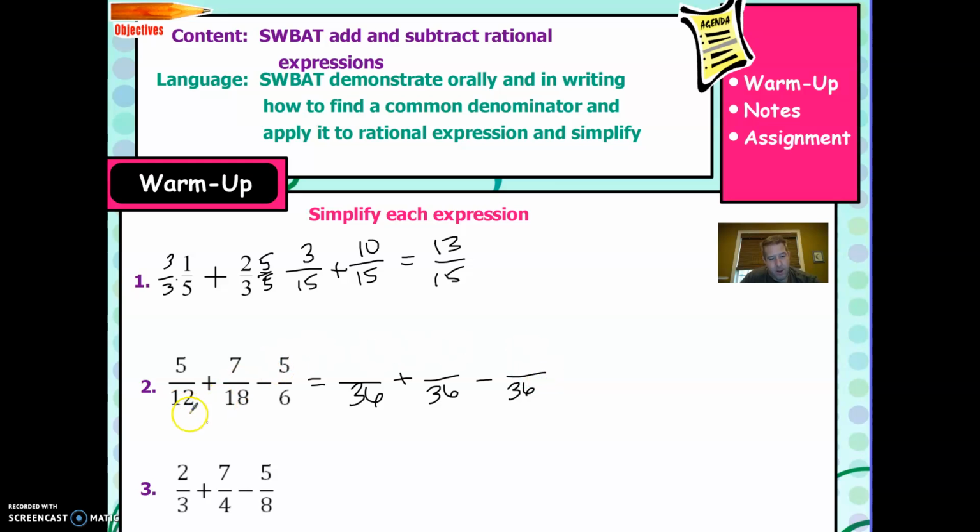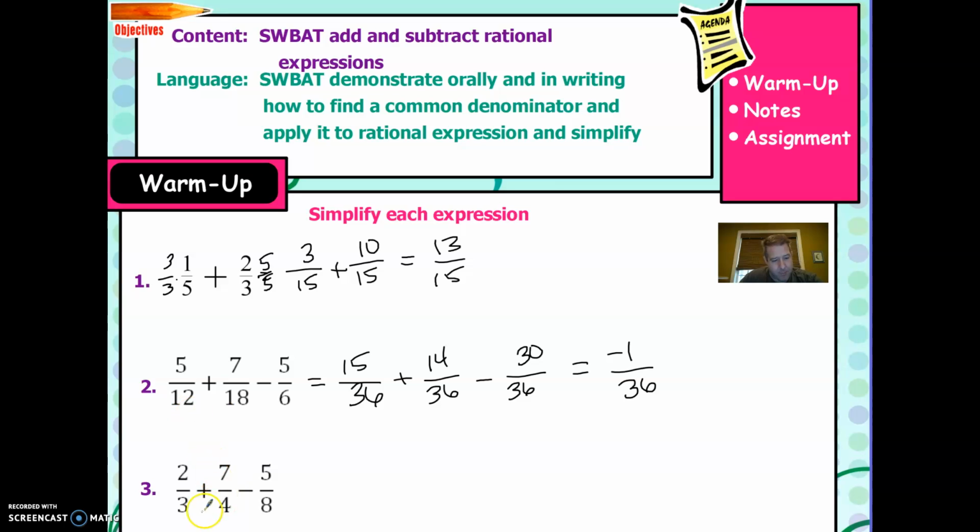Then I asked myself, what would I have to multiply it by? Times 3 on top and bottom, which makes this 15, times 2, which makes 14, times 6, which makes 30. Now I can do my process using PEMDAS. 15 plus 14 makes 29. 29 minus 30 makes negative 1. Negative 1/36 is your answer.